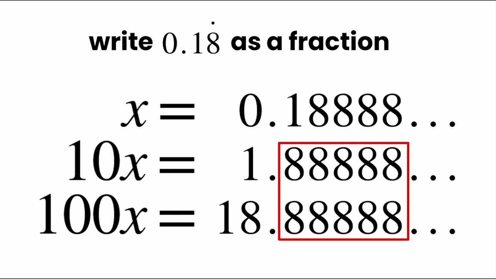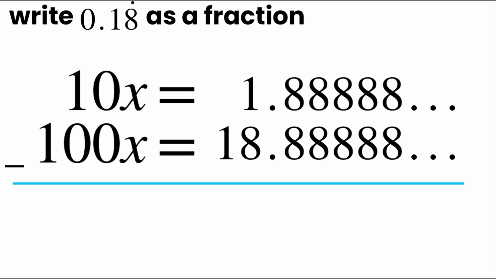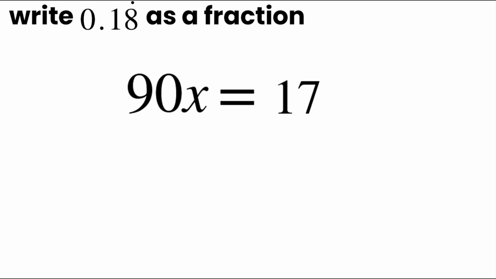You might notice that everything past these decimal points here is exactly the same. And this is the trick. If we take 10x away from 100x, we're going to be left with 90x. If we take the 1.8 recurring away from the 18.8 recurring, we're going to cancel out that 0.8 recurring on both, and we'll be left with 17. And now we're left with an algebra problem. We have 90x equal to 17.